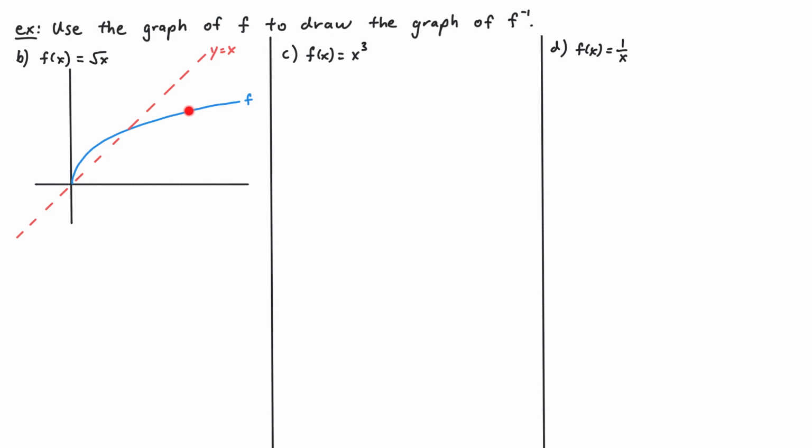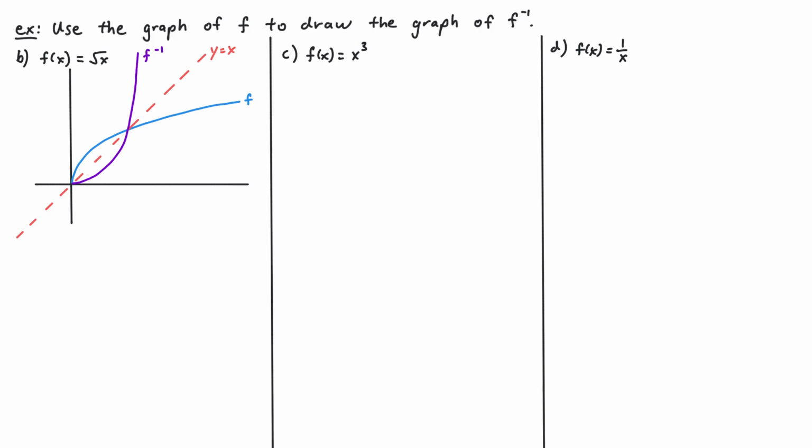If I had a point up here, and I flip it across the diagonal line y equals x, I would end up with a point over here. Any point that's on the diagonal line would remain where it is. So doing this with every single point, we would get a mirror image that looks something like this. This is the graph of f inverse.